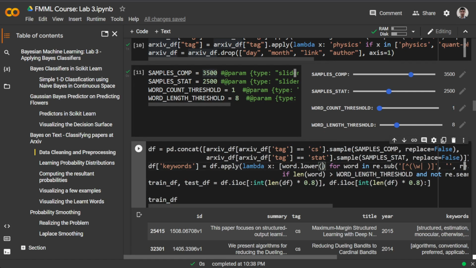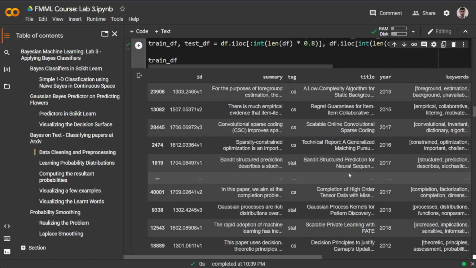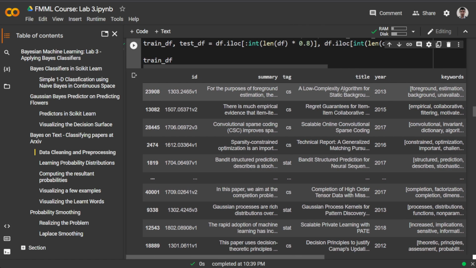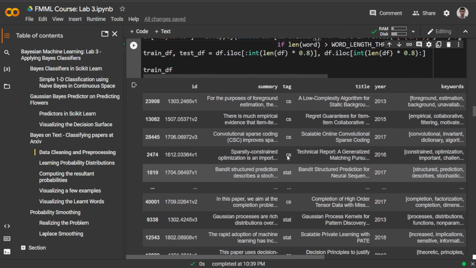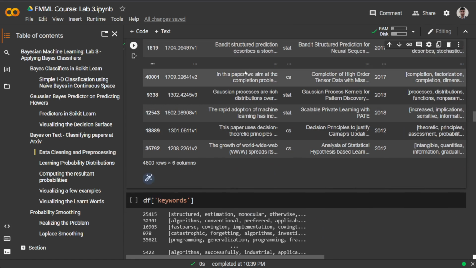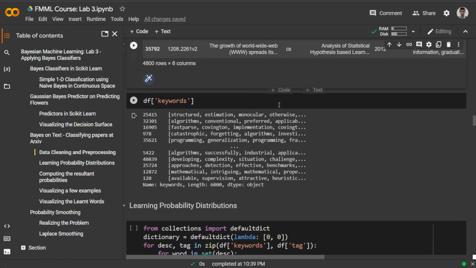Alright, so we first take a look at the data set that we have, and over here you can see that you have ID, which is not particularly relevant. We have summary, tag, title, and keywords. Summary, title, and keywords can be an input to our data set, and the tag, which is computer science and statistics, we have already filtered by these two tags, by the way, is what we have to classify, the output. So these three columns can be the input, and this single column will be the output. So right now we'll not take those three columns as input, rather we'll just take the keywords as input.